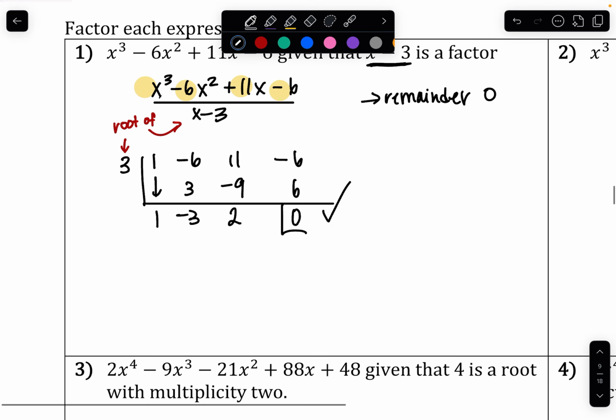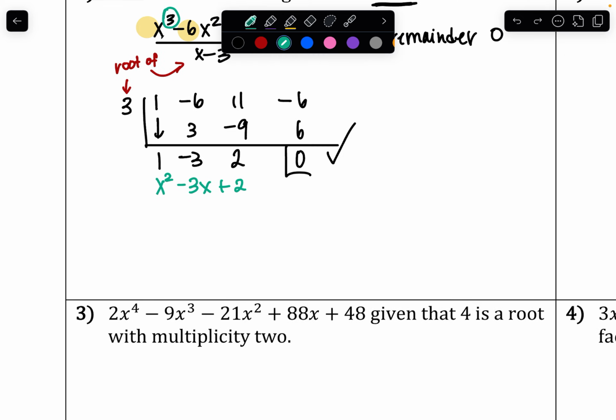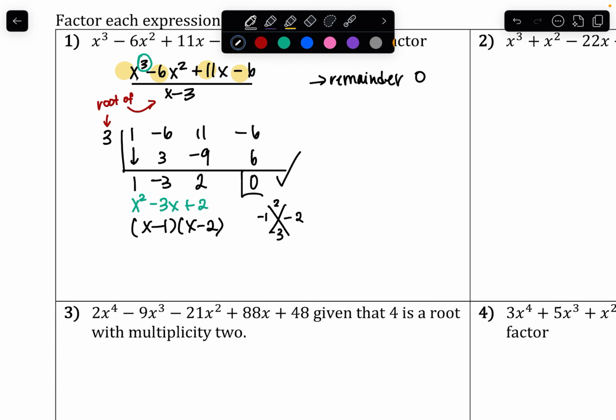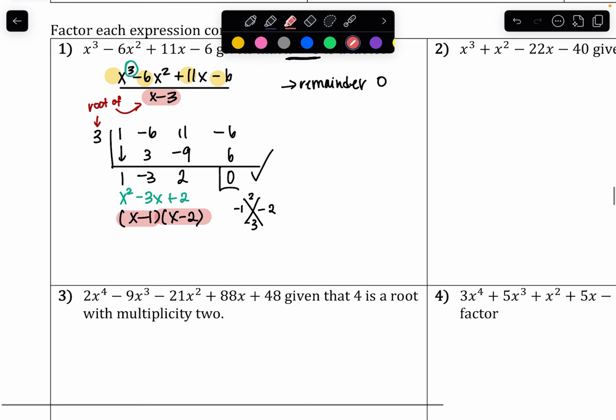Okay, and so what we're left behind with is x squared minus 3x plus 2. Remember, you always drop your original degree by 1 because we divided out a linear factor. And so we have one factor is x minus 3. The other factor is this quadratic. Okay, and so we can factor this quadratic. 2 numbers that multiply to 2 and add to negative 3 are negative 1 and negative 2. So that just factors to x minus 1, x minus 2. Okay, and so that means my factored form is x minus 3 times the x minus 1 and x minus 2 that we just found.